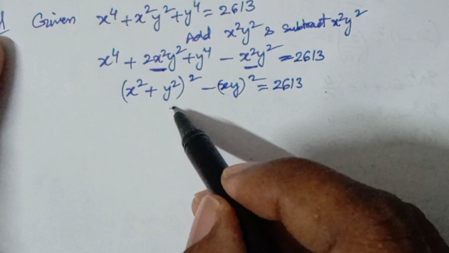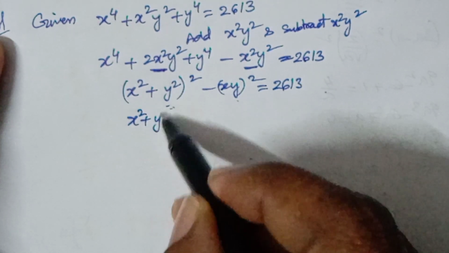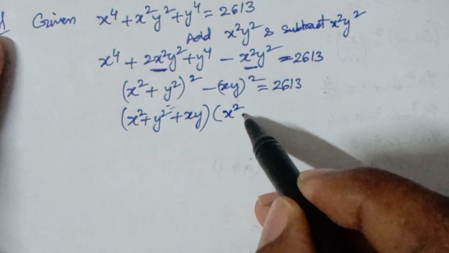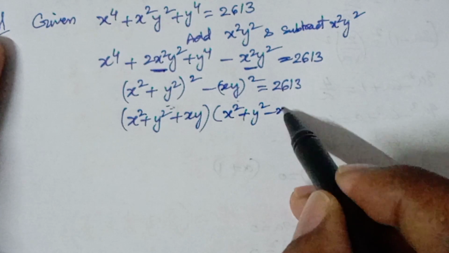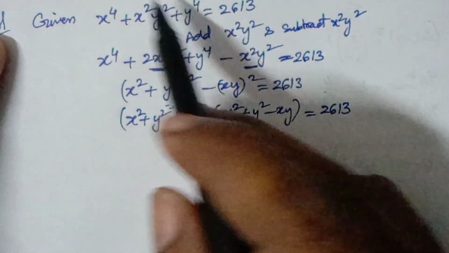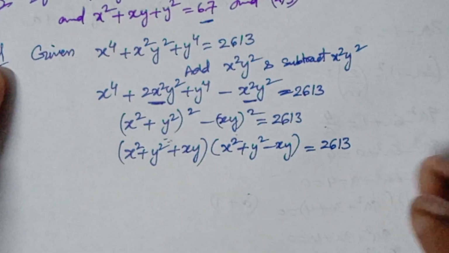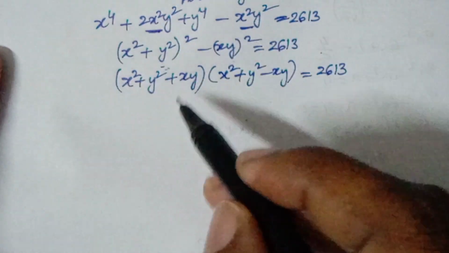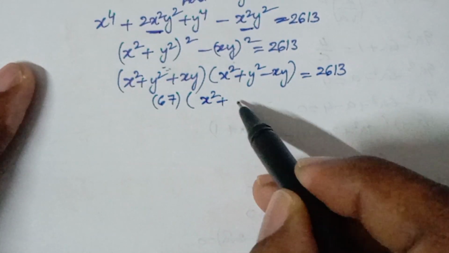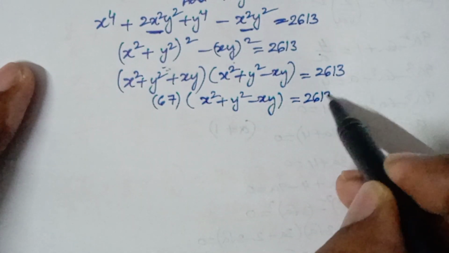Now here it is in the form of a^2 - b^2, which is (a + b)(a - b) equal to 2613. Now here the value is already given: x^2 + xy + y^2 is 67. So 67 times (x^2 + y^2 - xy) is equal to 2613.